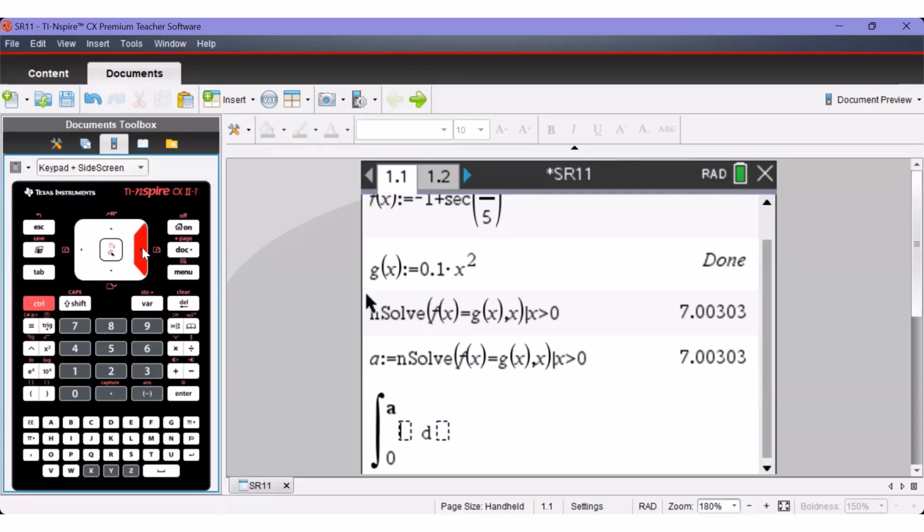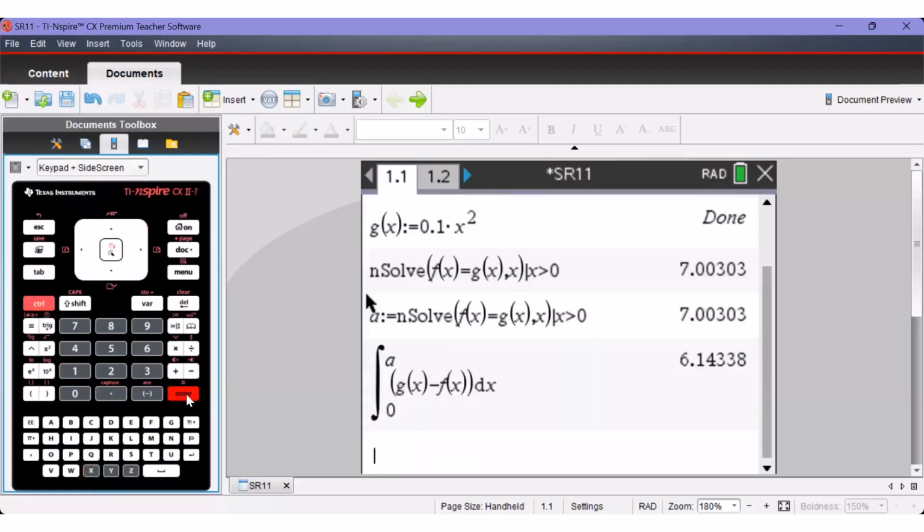Now it's going to be the top curve minus the bottom curve. The top curve is g of x, so g open bracket x, navigation pad to the right, minus f open bracket x. In navigation pad, we want to fill that in with respect to x, so dx, and press enter. And so we get an answer there of 6.14338, which when we round correct to 2 decimal places, the area of the shaded region is 6.14 square units.